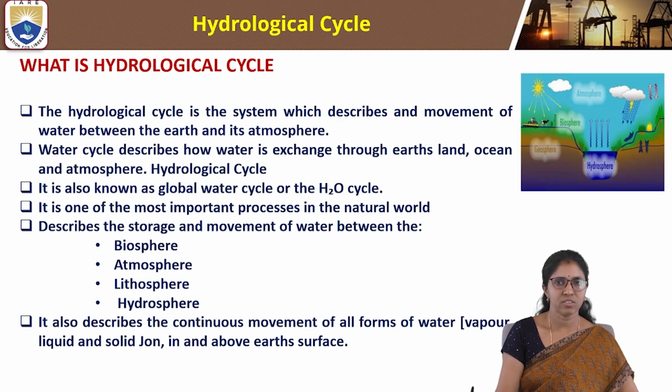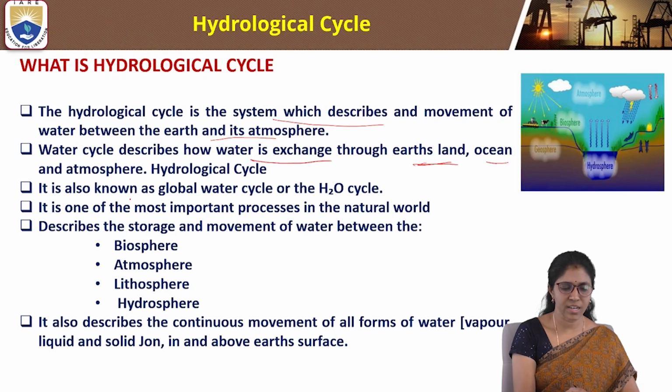So first we should know what is the hydrological cycle. The hydrological cycle is a system which describes the movement of water between Earth and its atmosphere. It describes how water is exchanged through Earth's land, ocean and atmosphere.